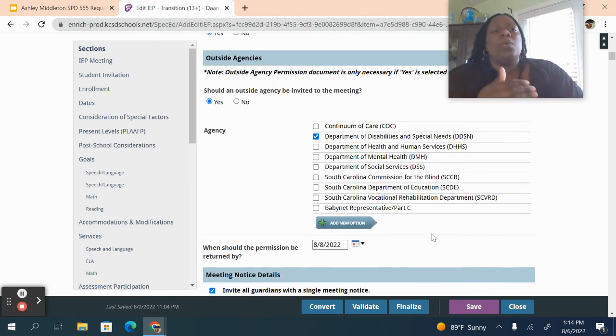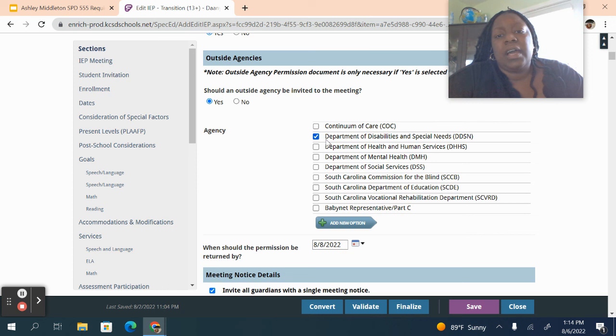All right. So when you send out an invitation for a transition IEP meeting, you're going to have to mark yes or no to indicate whether or not an outside agency should be invited to the meeting. That will generate a permission slip for the parent to sign to give permission for the outside agency to be invited. Once they're invited, you can inform them of the day and the time of the meeting, and they can make plans to be at that meeting.